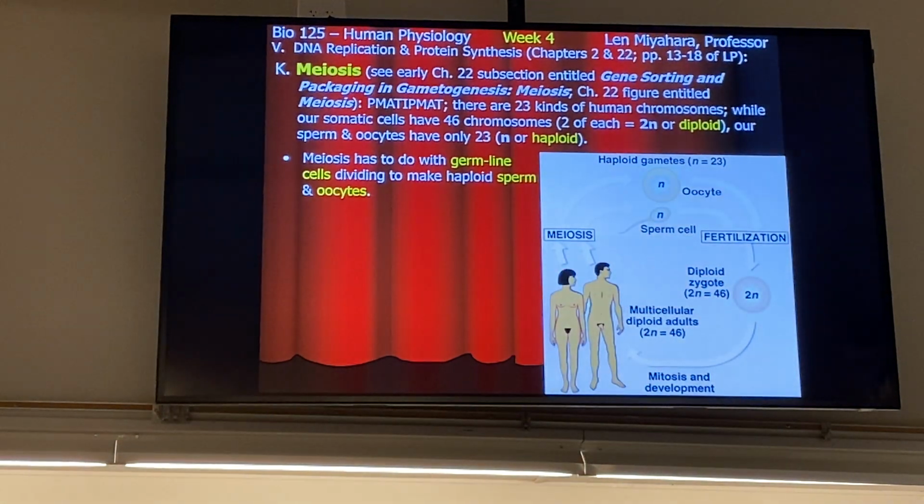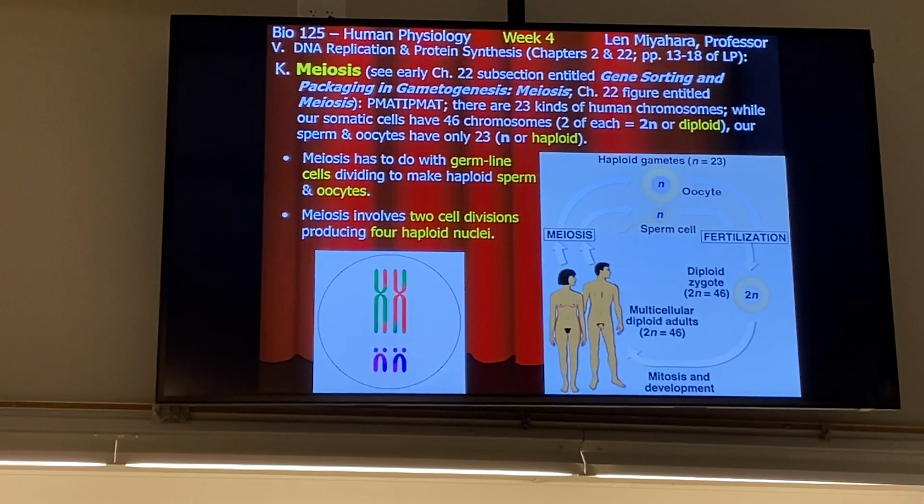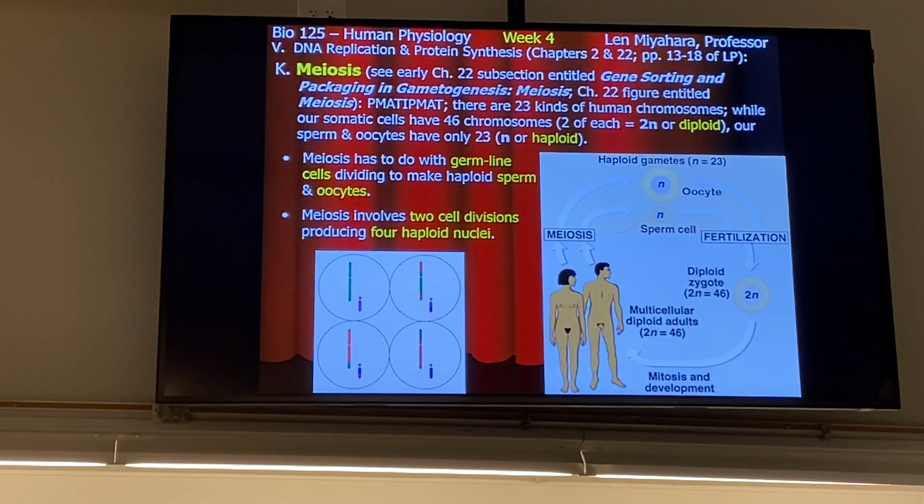Again, meiosis has to do with the germline cells and making haploid sperm and oocytes. And it involves 2 cell divisions, producing 4 haploid nuclei. Actually, on this slide, next to the slide, write male meiosis. This is not meiosis overall. I'm teaching you male meiosis here, lecture Gen 1.